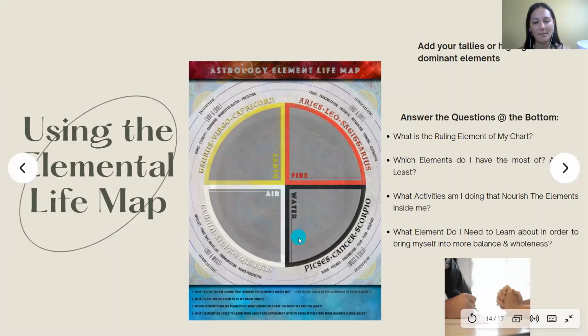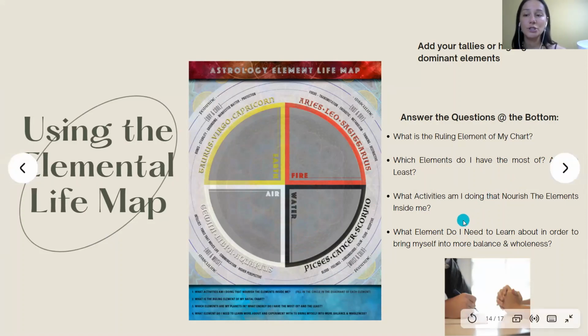I had a friend help me make it and we collaborated on this. So if you feel like it, printing it out or just using these questions on the side, I wrote them down. They're in this blue box. And just doing some journaling and asking, what is the ruling element of my chart? So using that formula we just found, what elements do I have most of? What elements do I have least of? So for me, water's the least and fire was the most.